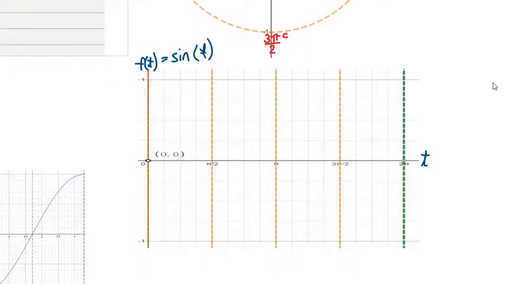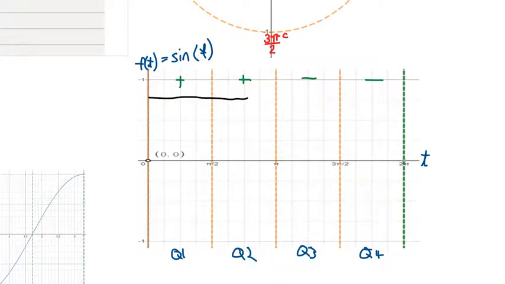Now what I've also done is I've segmented this graph up such that we're in quadrant 1, so Q1, Q2, Q3, and Q4. And what we saw from above is that for quadrant 1, we're expecting positive values. For quadrant 2, we're expecting positive values. But for quadrant 3, we're expecting negative values. And for quadrant 4, we're also expecting negative values. So what we'd expect is maybe something like a graph that looks something like that.